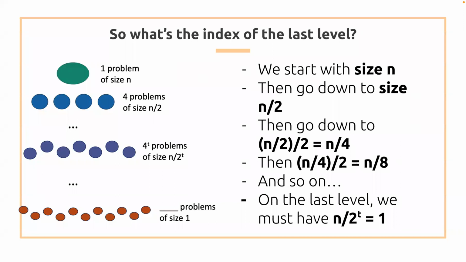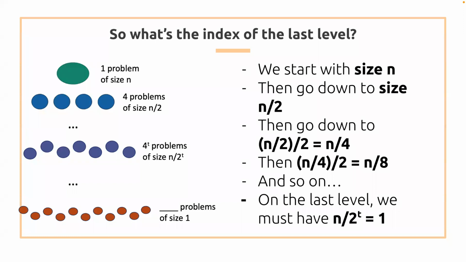So for the number of levels, we start with size n. And when we go down 1 level, we divide by 2, right? When we go down the next level, we take that new n divided by 2 and divide by 2 again, so that's n divided by 4. The next level, we divide by 2 again, so that's n divided by 8. So on the last level, I'm going to have that n divided by 2 to the t equals 1.